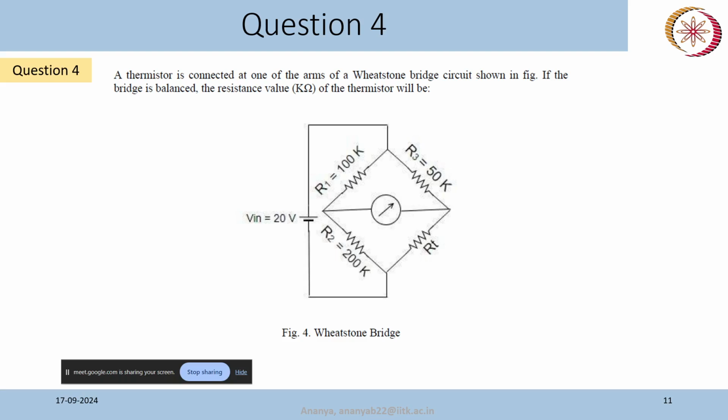So we can go to the next question. This is on Wheatstone bridge circuit. A thermistor is connected at one arm of a Wheatstone bridge circuit as given in this figure. If the bridge is balanced, the resistance value in kilo ohm for the thermistor is... So what is this value? RT.